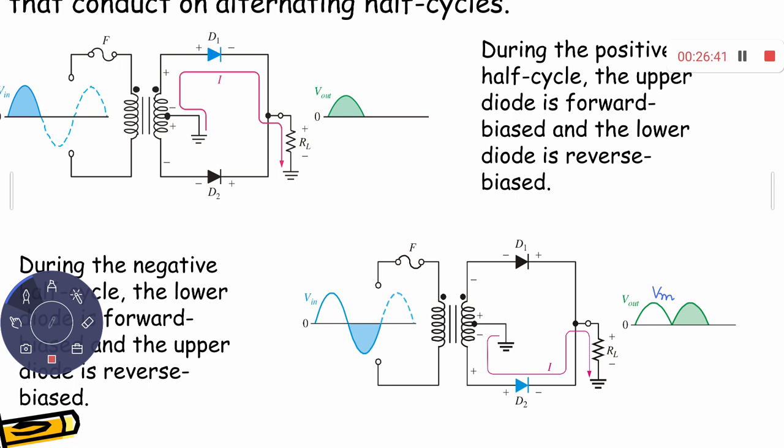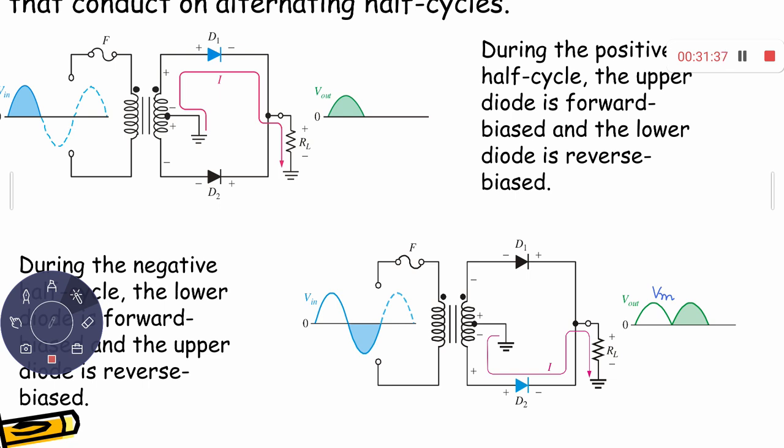Initially, let's forget about this 1:1. You just consider the output is something like that. The peak of the output is at Vm. So with respect to this output, you tell me what should be my peak inverse voltage. So, minus Vm. Any other answer? When can we expect the peak inverse voltage to occur? That means the maximum reverse voltage that the diode can withstand.